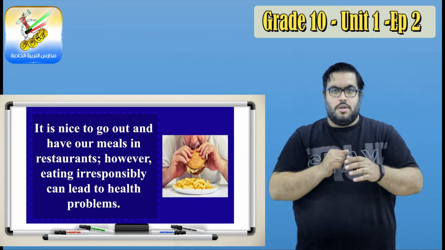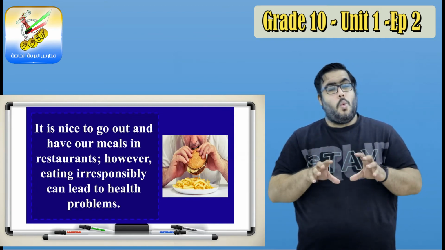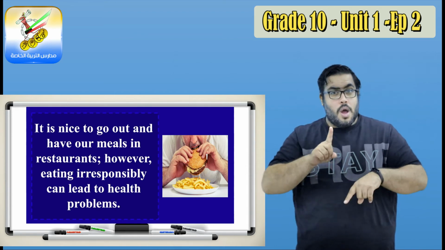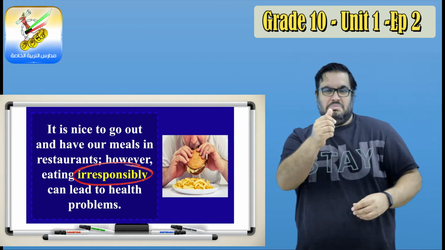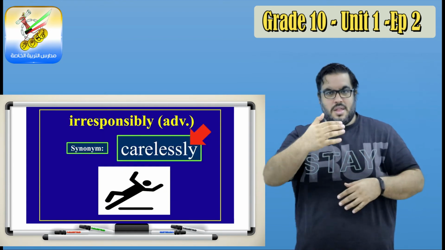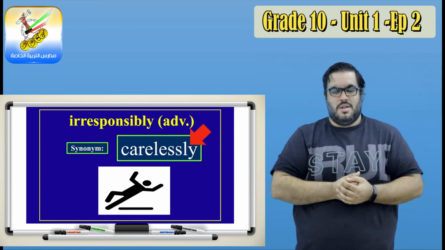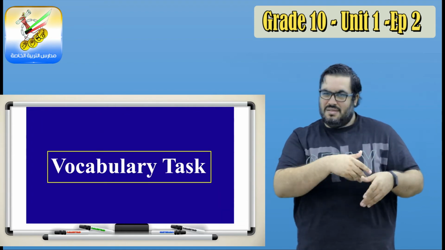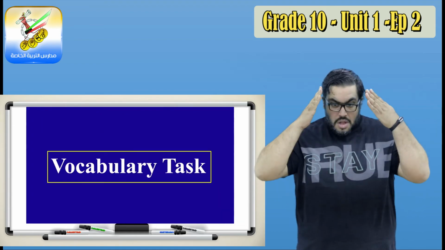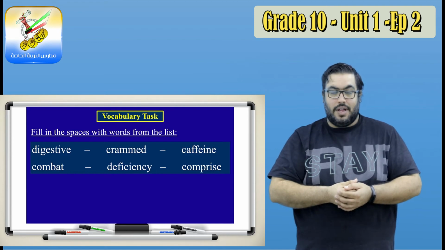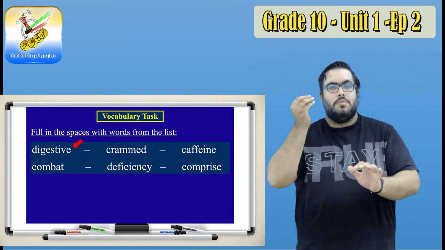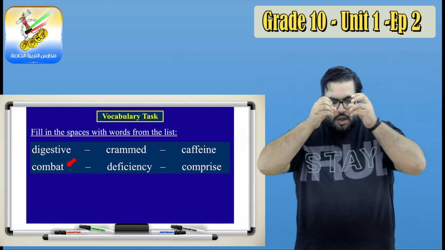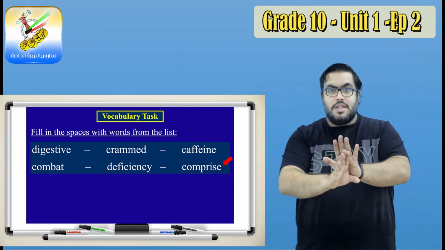It is nice to go out and have our meals in restaurants sometimes. However, eating irresponsibly can lead to health problems. We have a new word here, irresponsibly. It's an adverb. The closest meaning to this word is carelessly. Here we have some vocabulary items in this vocabulary task. We need to fill in spaces with words from this list. We have digestive, crammed, caffeine, combat, deficiency, and comprise.